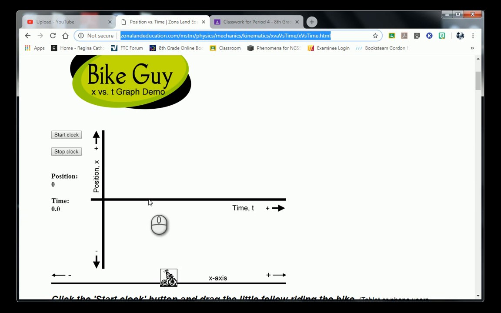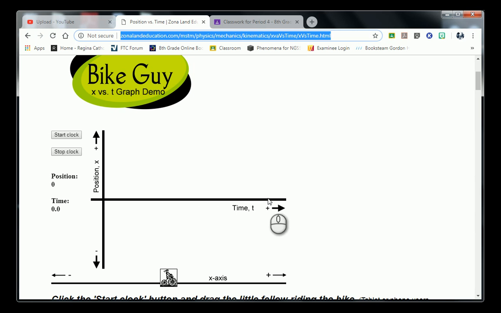We always have a choice to change our position or not change our position, but time is going to consistently go across from left to right. And that's because, as you all know, we can't stop time.